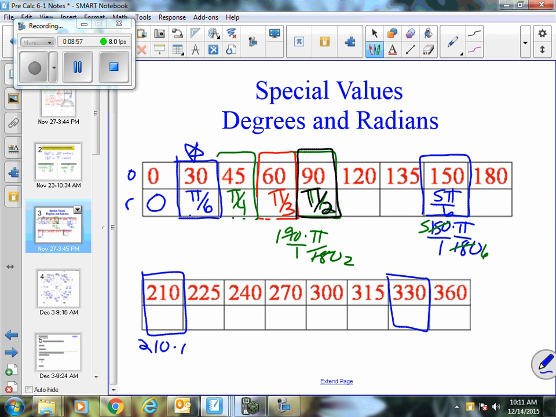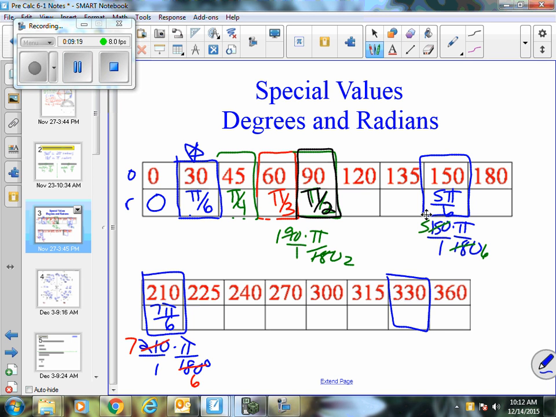210, hopefully we can start weaning ourselves off the actual multiplication here. How many 30s do you need to make 210? Well, that would be 7. So this one would be 7 pi over 6. Think about it, you're a little bit more than halfway. You're 1 30-degree interval past 180. You're 1 pi over 6 past 180 as well.